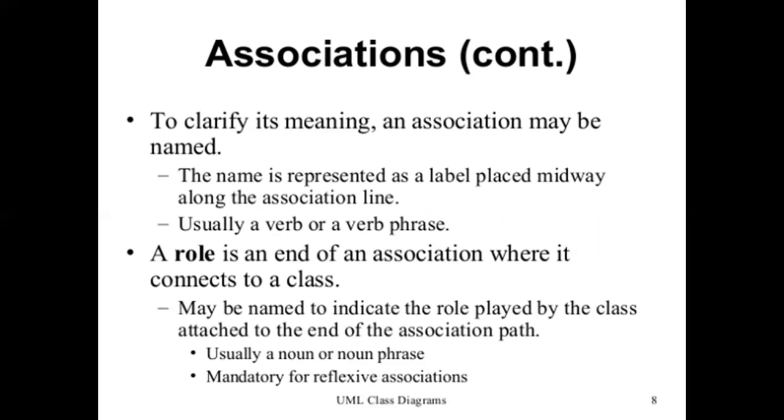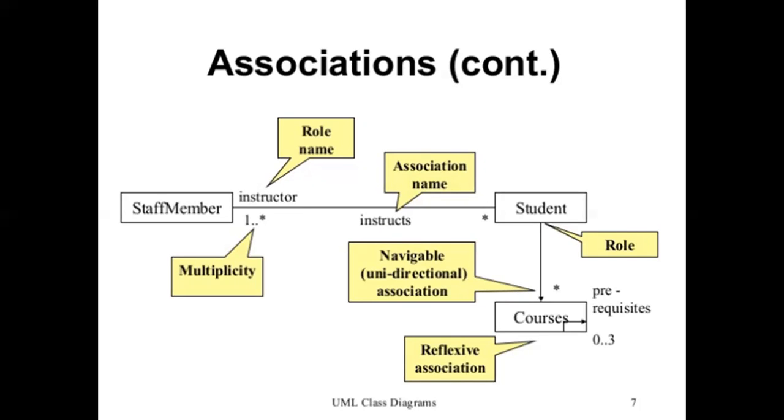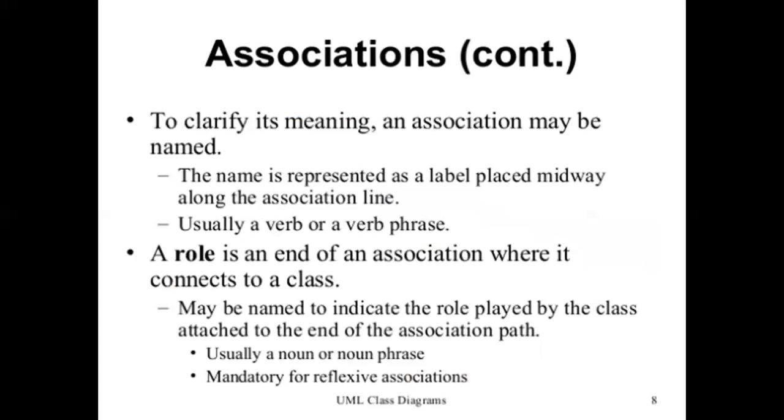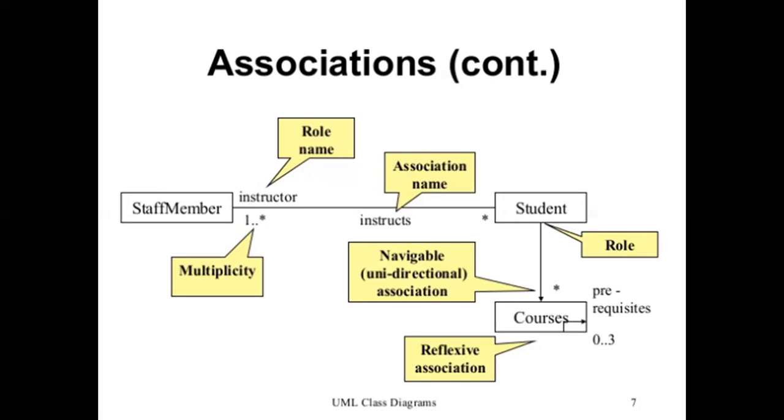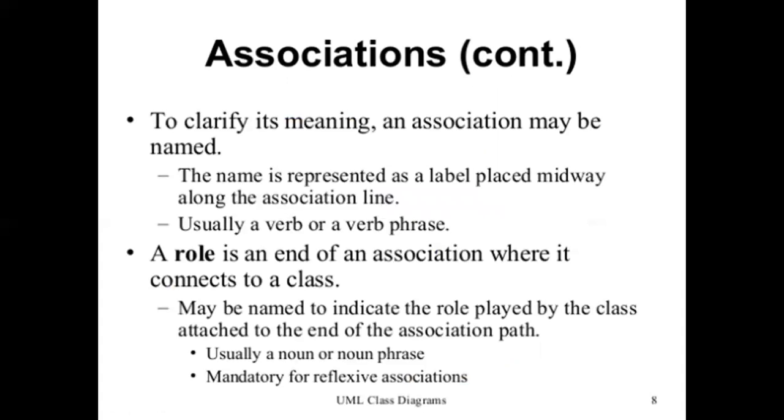To clarify the meaning of association name, the name is represented by the label in the middle of the association line. In the previous diagram, the instruction is the association name, usually a verb or verb phrase. Next, the role is at the end of the association where it is connected to the class. That is the role name. Suppose the staff role name is instructor. Next, the role name indicates the role played by the class, at the end of the association path, usually a noun or noun phrase.